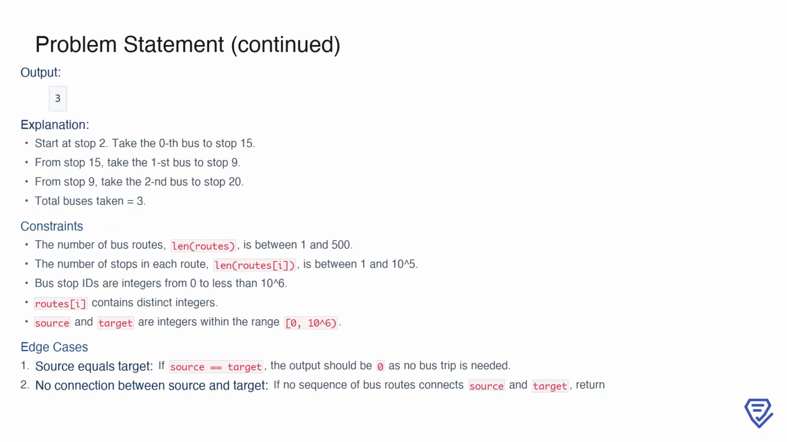In a third example, we have routes equals [[2, 8, 15], [9, 15, 20], [8, 9, 10]], source equals 2, and target equals 20. Starting at stop 2, we can take the 0th bus to reach stop 15. From stop 15, we transfer to the 1st bus, which takes us to stop 9. Finally, from stop 9, we can take the 2nd bus to reach stop 20. In total, we use 3 buses to complete this journey. Hence, the output is 3.